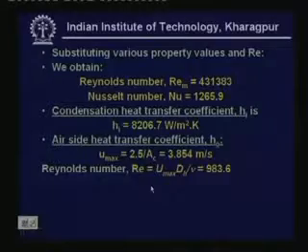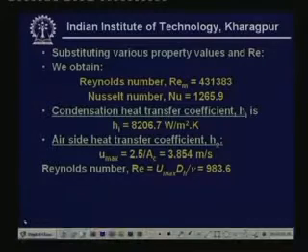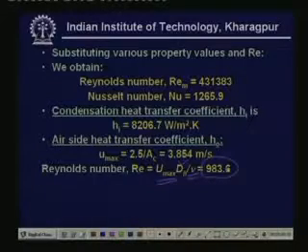Then we find the Reynolds number. Reynolds number is u max into hydraulic diameter divided by nu. So whatever hydraulic diameter we have calculated will be used now. We know the hydraulic diameter value, this is the kinematic viscosity, and u max is the maximum velocity, that is 3.854 meter per second. So we substitute that, and you find that Reynolds number is 983.6.